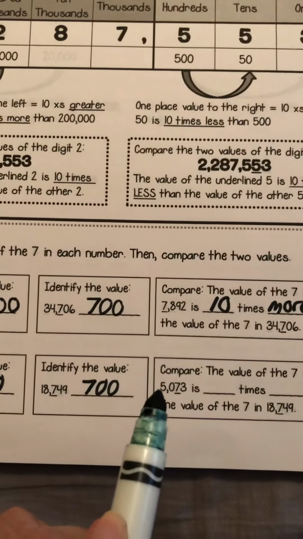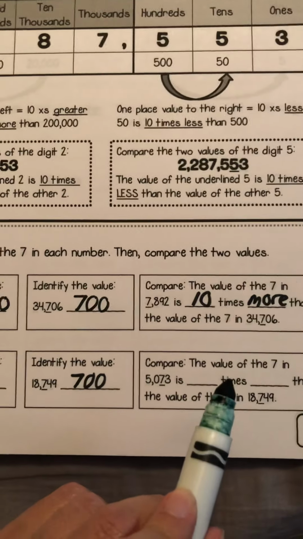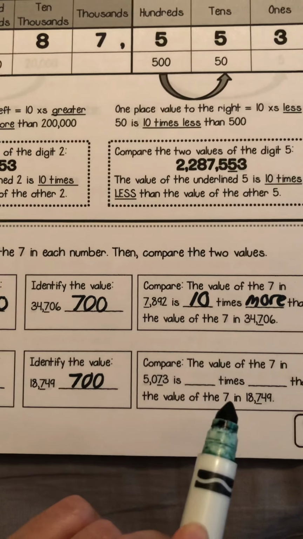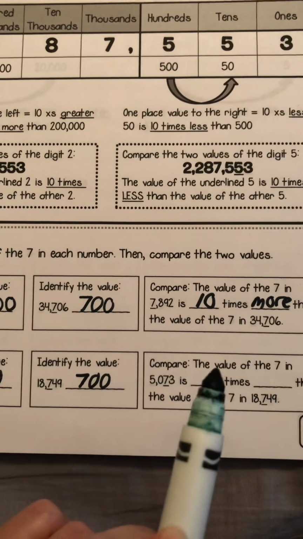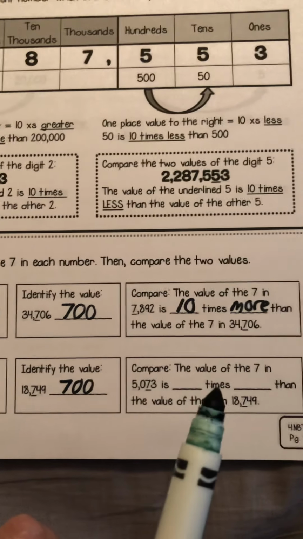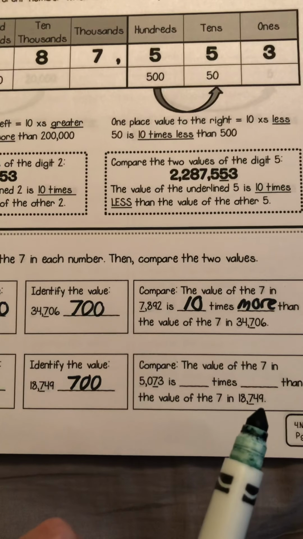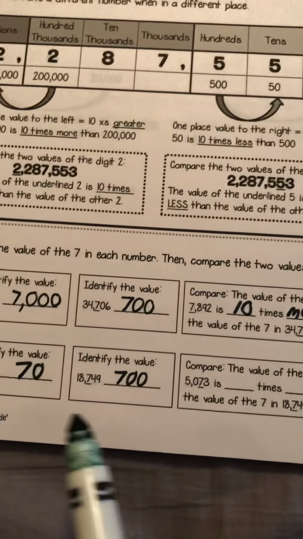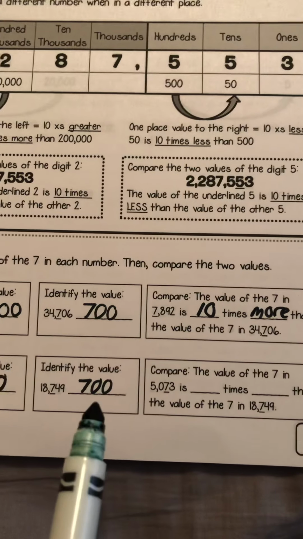So again, 5,073 is blank times blank than the value of the 7 in 18,749. So just to repeat that, because I know I skipped this part. The value of the 7 in 5,073 is blank times blank than the value of the 7 in 18,749. So we already know that the value of the 7 here is 70. And we already know that the value of the 7 here is 700.